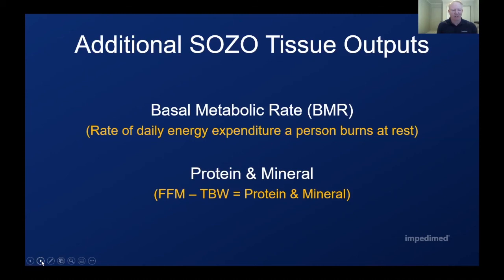Protein and mineral content is fat-free mass, so that's everything except body fat, minus total body water, and that equals our protein and mineral. So again, that gets used very much in that nutritional side, sometimes in the renal space as well. Looking at a number without fluid is really important to make some assumptions on your patients.